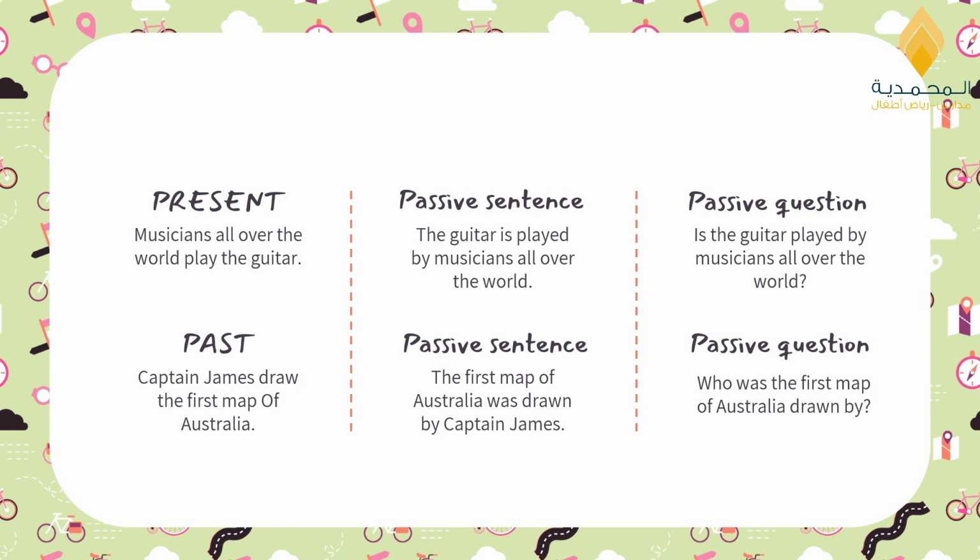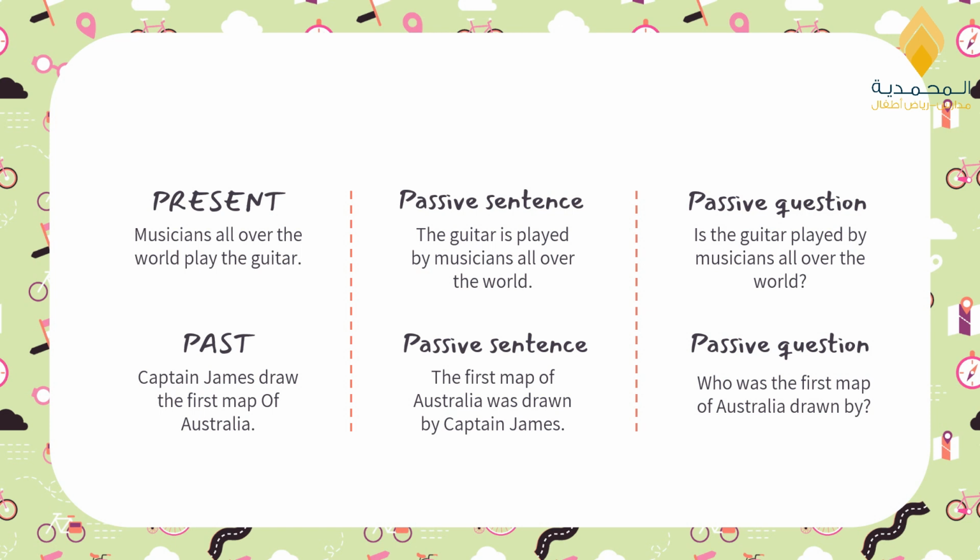First of all, delete the subject, add the object to the beginning of the sentence, add was or were, because we are talking about past sentences. After adding was or were, add verb 3 of the verb, or the past participle, followed by the subject. So the sentence is going to be, the first map of Australia was drawn by Captain James. This is the passive sentence for the sentence Captain James drew the first map of Australia.